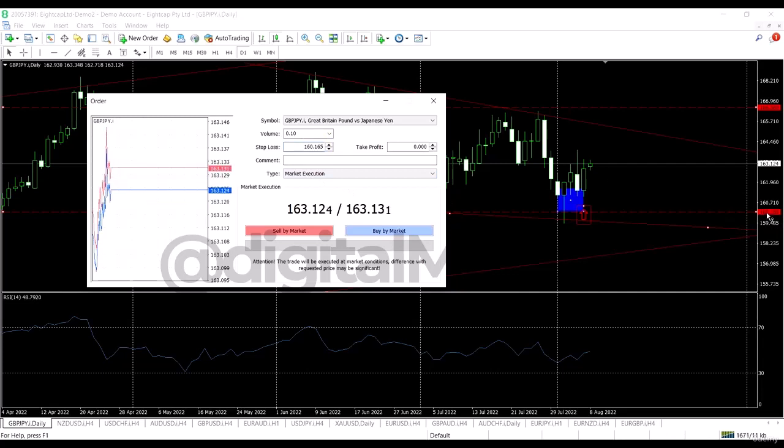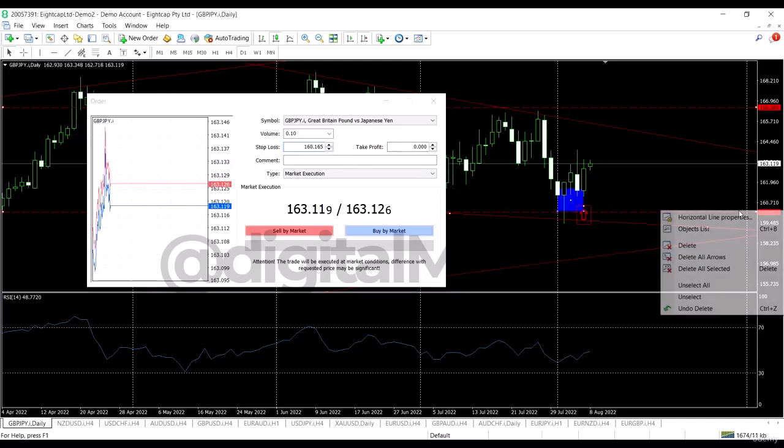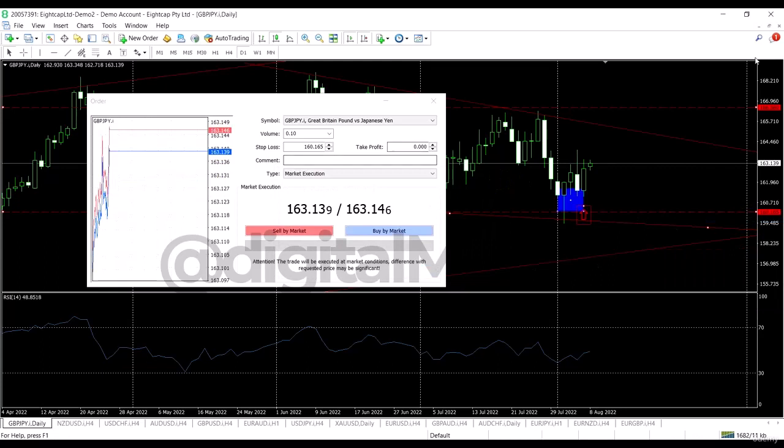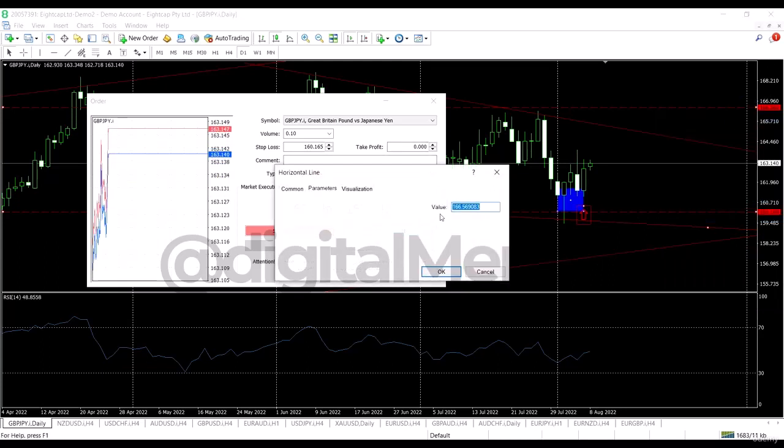Remember, it's 160.165. Now you can see 160.165. All I did was get the properties of the line and then copied the value and pasted it. And same thing for my take profit level.